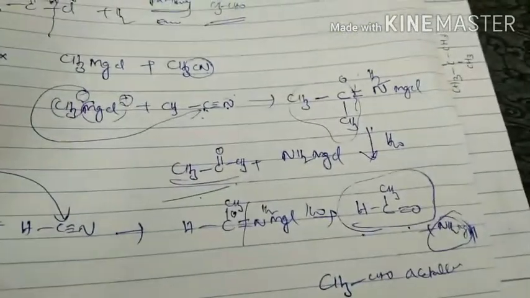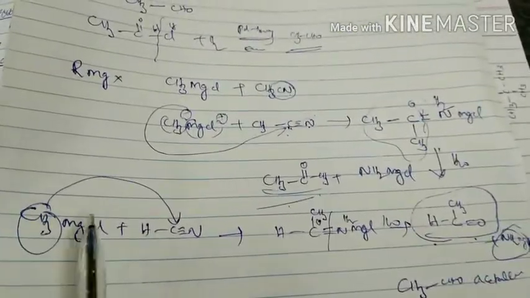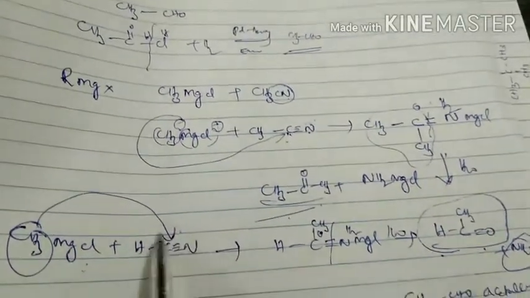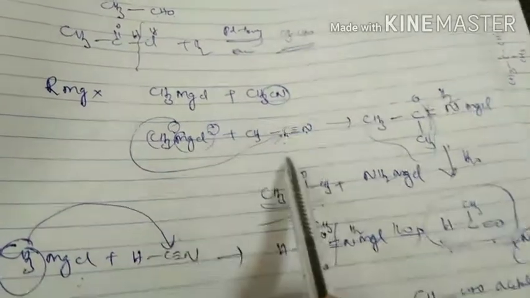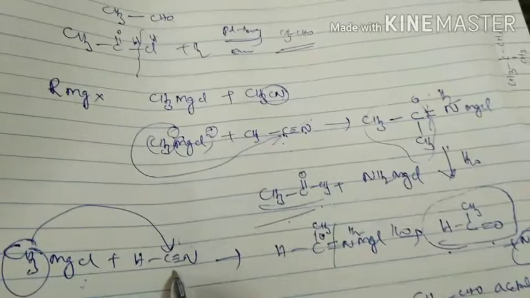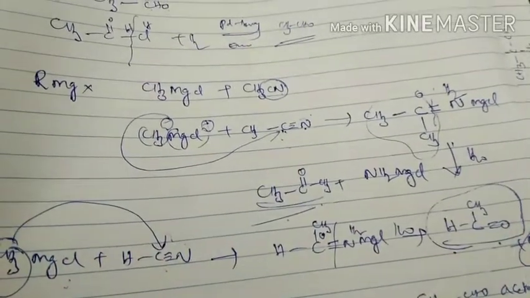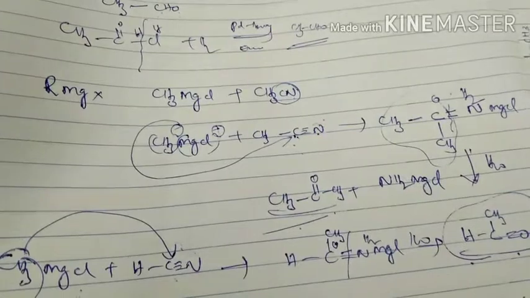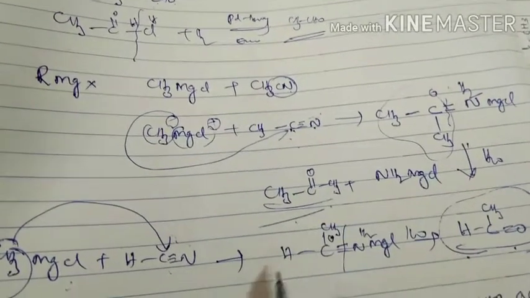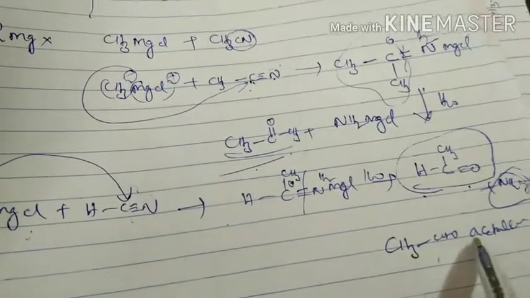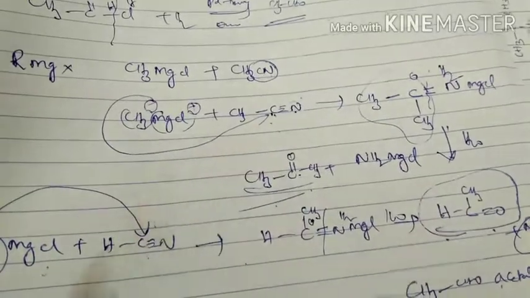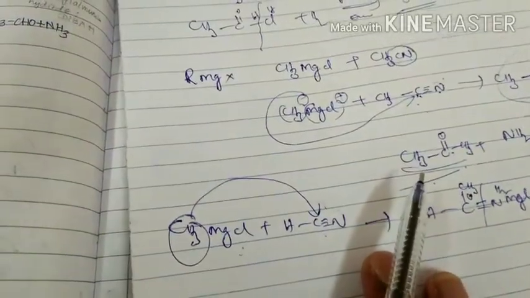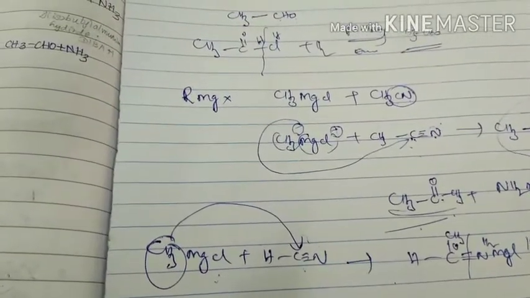So what is the point here? When Grignard reagent reacts with hydrogen cyanide, then we get aldehydes. But when it reacts with any cyanide other than hydrogen cyanide, then we get ketones. This is very important. So this is all about preparation methods of ketones.